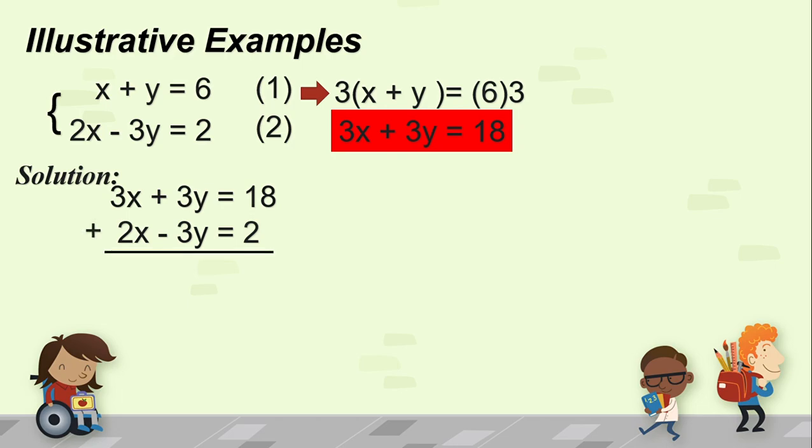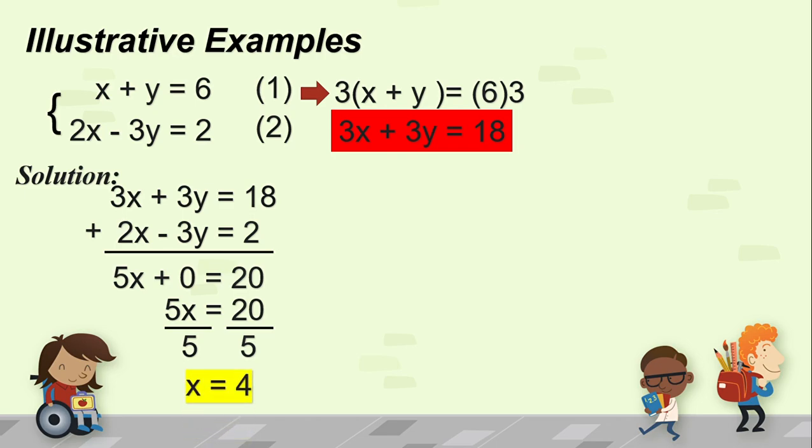So 3x plus 2x is 5x, and positive 3y plus negative 3y is equal to 0. And then 18 plus 2 is equal to 20. And then, let's bring down 5x and 20 and apply the division property of equality by dividing both sides by 5. So 5 divided by 5 is 1x, or x, and 20 divided by 5 is 4. Therefore, the value of our x is equal to 4.